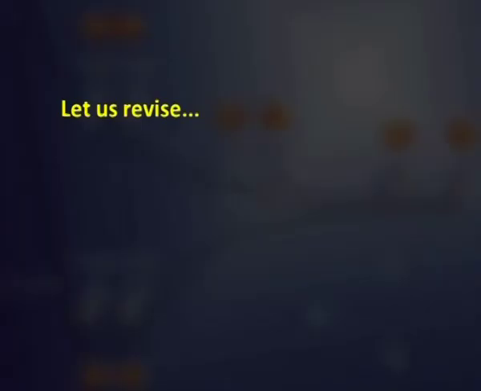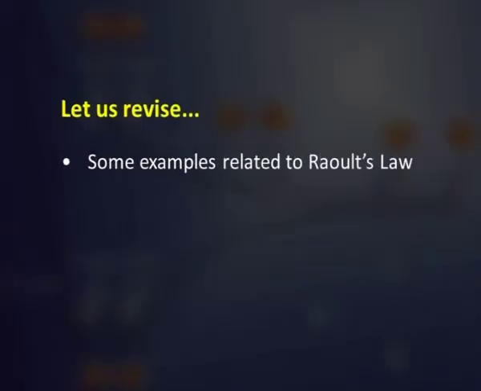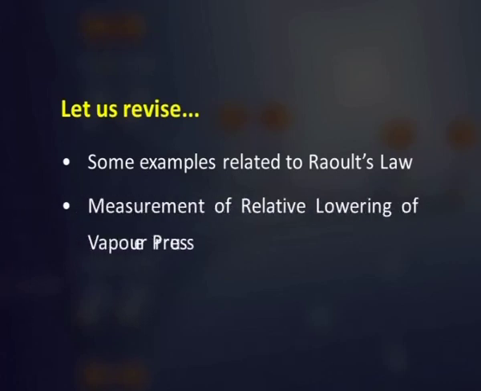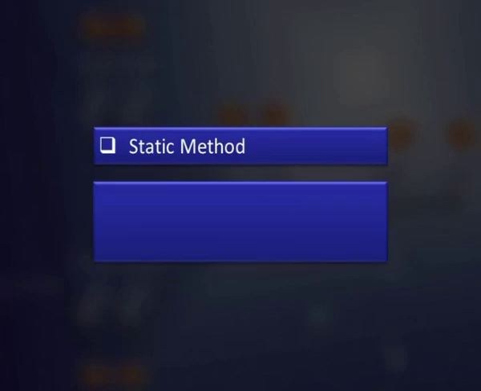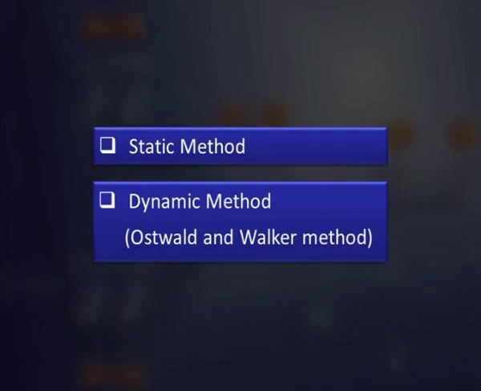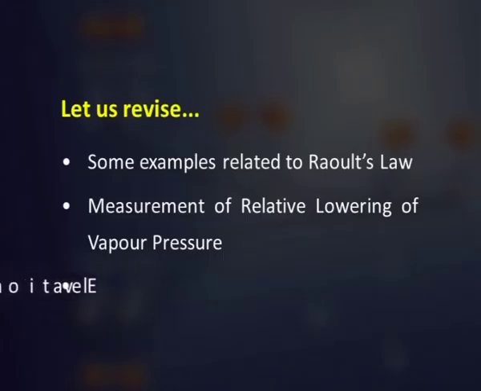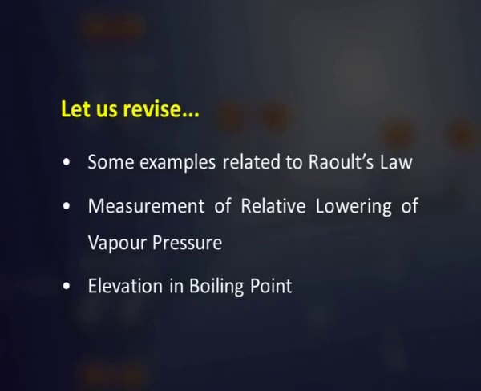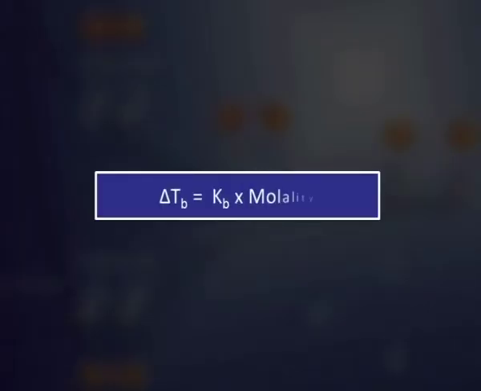In this lecture, we discussed some examples related to Raoult's law, and measurement of relative lowering of vapor pressure by two techniques, the static method and the dynamic method. The dynamic method is also known as the Ostwald and Walker method. We also derived a relationship for elevation in boiling point. This relationship is delta Tb is equal to Kb into molality. In our next lecture, we will focus on some more examples related to elevation in boiling point, and some techniques for the measurement of elevation in boiling point and depression in freezing point.